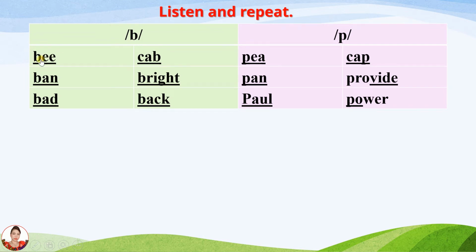Listen carefully. B, ban, bad, cab, bright, back. P, pan, Paul, cap, provide, power.